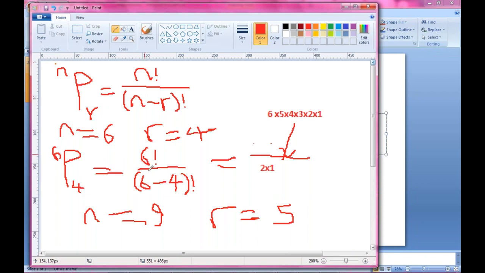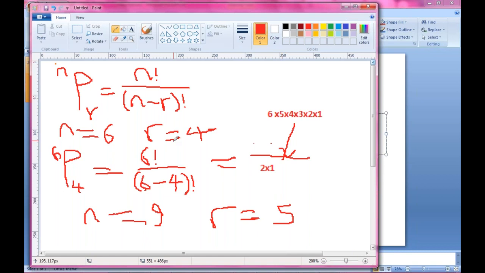So you now put 9 factorial here, then 9 minus 5. 9 factorial simply means 9 times 8 times 7 times 6 times 5 times 4 times 3 times 2 times 1. Then 9 minus 5 will give you 4, so you have 4 factorial, which is 4 times 3 times 2 times 1. So that's just how to calculate or solve that simple problem.